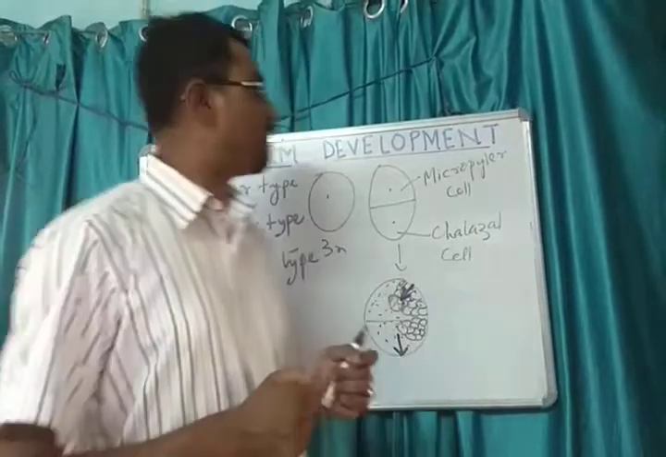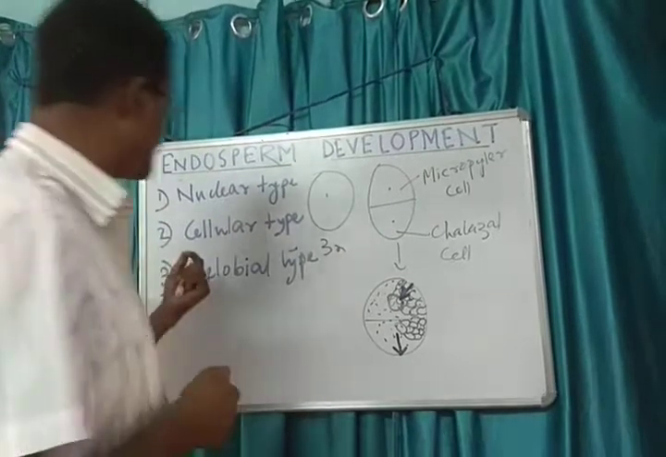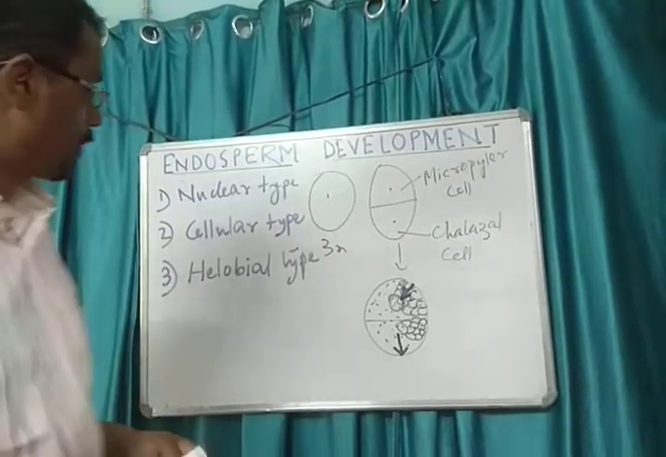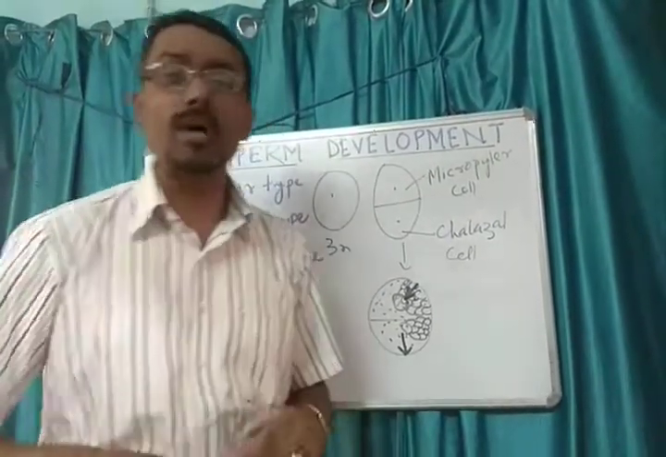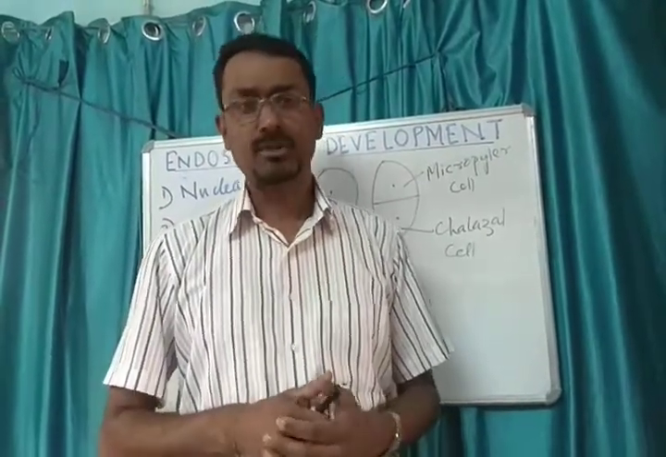So that's all, students. We are finding three types of development of the endosperm. One is the nuclear, one is the cellular, the other is the helobial. It occurs from the primary endosperm. That's all, students. Thank you.